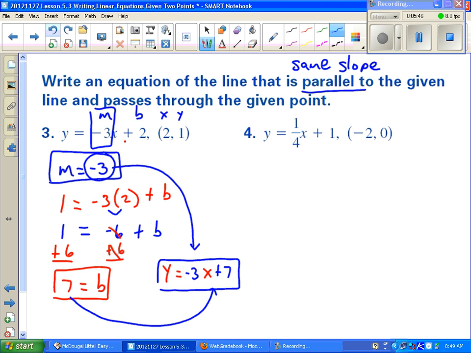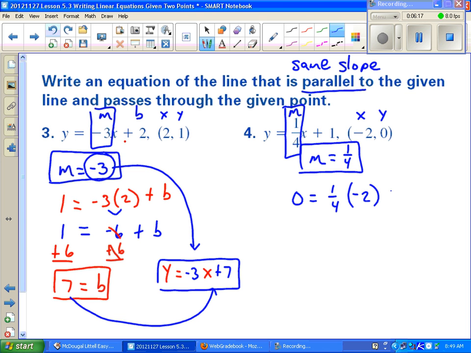And then the last one from the bell work. Again, it has the same slope, so y equals mx plus b. Your slope of that equation is 1/4. So if it's the same, then your slope is 1/4. Again, you can't use the b from the first one, which was 1, because it's a different line. We have to use x and y to find it. So 0, that's y's value, equals m's value is 1/4 times x value is negative 2 plus b.